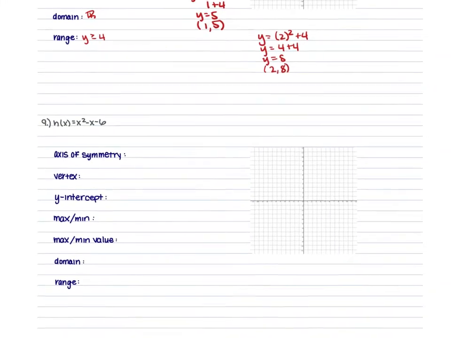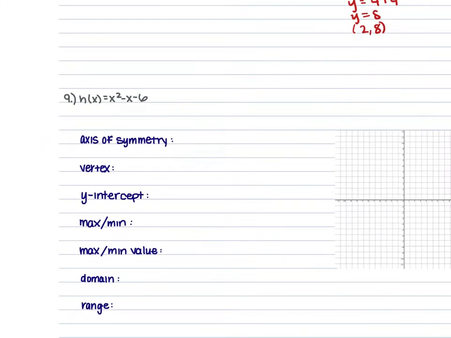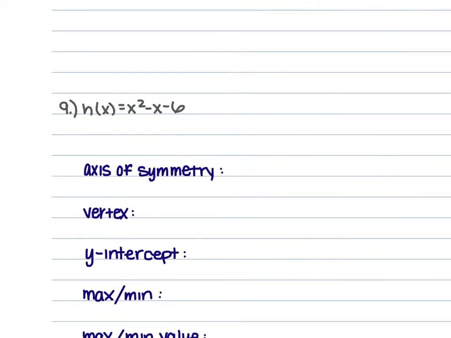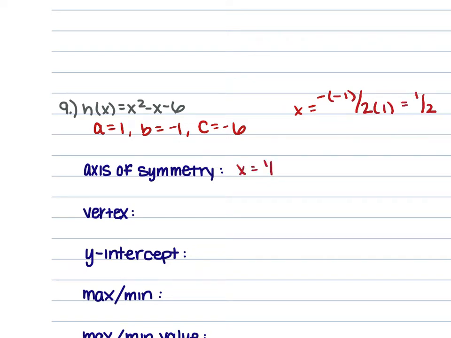For 9, we're given h of x is equal to x squared minus x minus 6. So for this one, our a is 1, our b is negative 1, and our c is negative 6. So when we find that axis of symmetry, we're going to have x is equal to negative times negative 1 over 2 times 1. So that's just 1 over 2. So x is equal to 1/2.